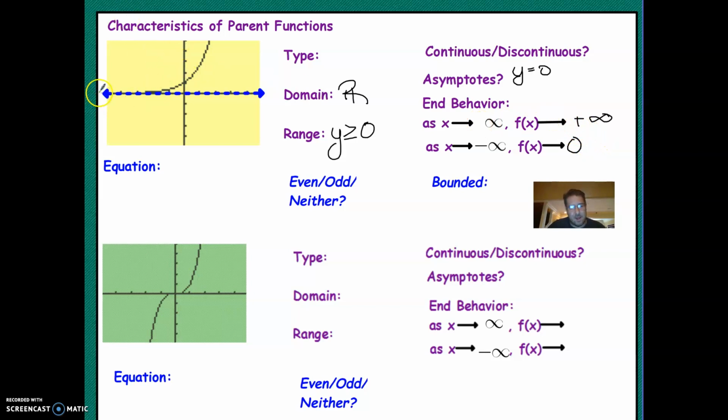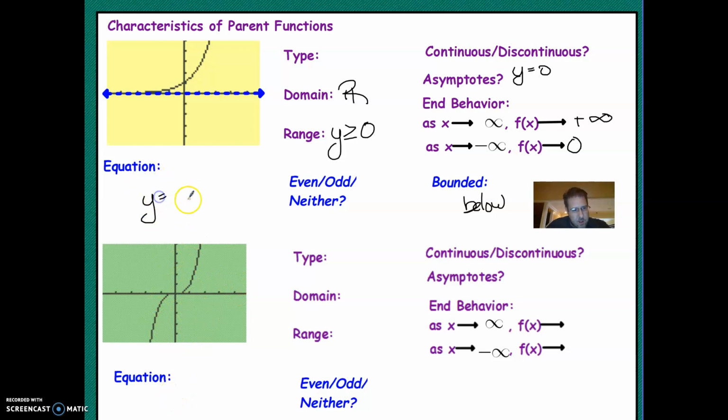The further you go left, it's going to keep going down infinitely, but it's never going to reach it. So this is bounded below, and the reason why is because it has that horizontal asymptote, it's never going to go below that. The entire function is above it. This is neither even nor odd because it's not a reflection over the y-axis, nor is it a reflection over the origin.